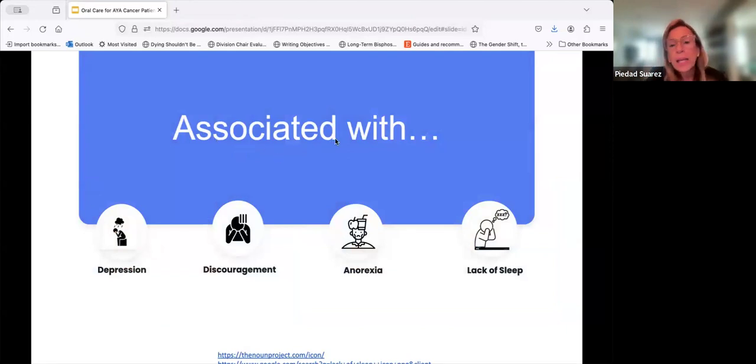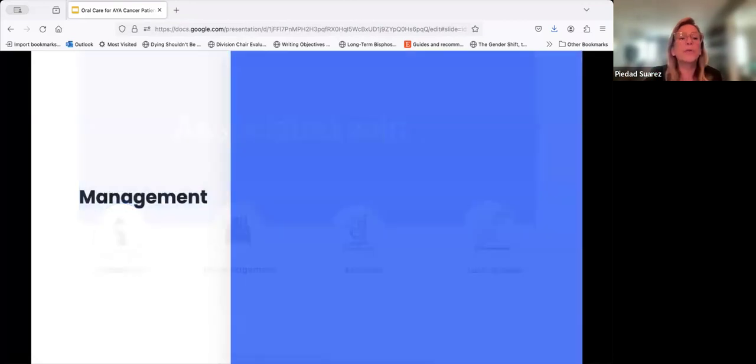These symptoms, like I mentioned at the beginning, can be affected by depression, discouragement, anorexia or lack of appetite, and also lack of sleep. Sometimes the pain may wake you up, or maybe you are sweating too much during the night and you cannot sleep properly. So everything adds a little bit to your overall discomfort. So how can we manage all these oral manifestations?